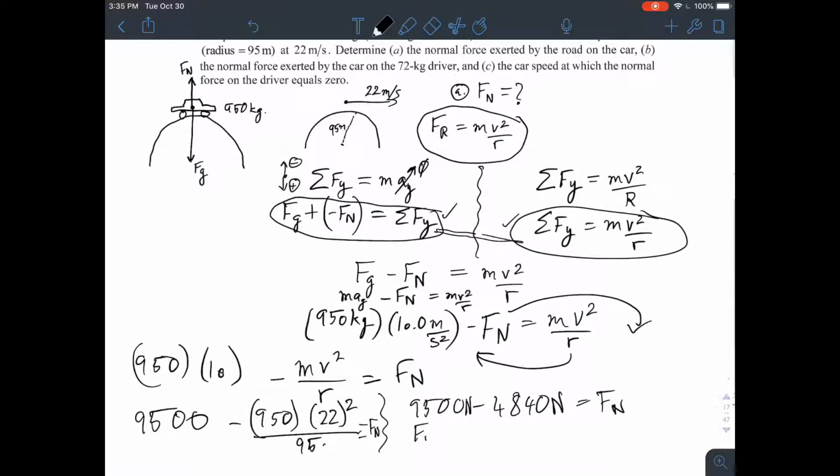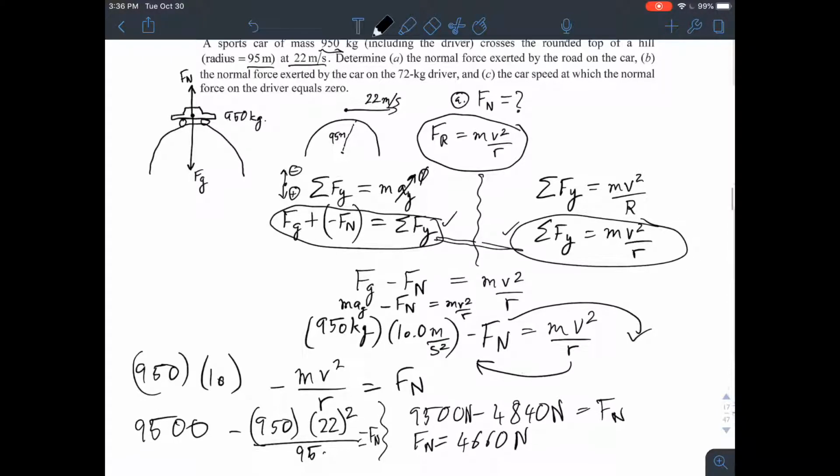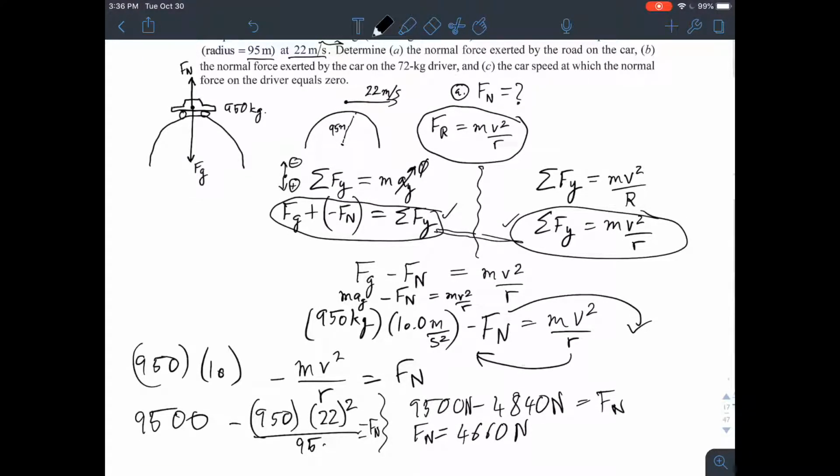So what is F_N? F_N works out to be something like 4660 newtons. And we really had two significant figures in this problem, right? 950 had two significant figures, 95 had two significant figures, really just one of them has to have two significant figures to cause everything else to be dumbed down. So we'll say this is rounded to 4700 newtons. That's the normal force. And it's applied, of course, upward by the ground on the car.